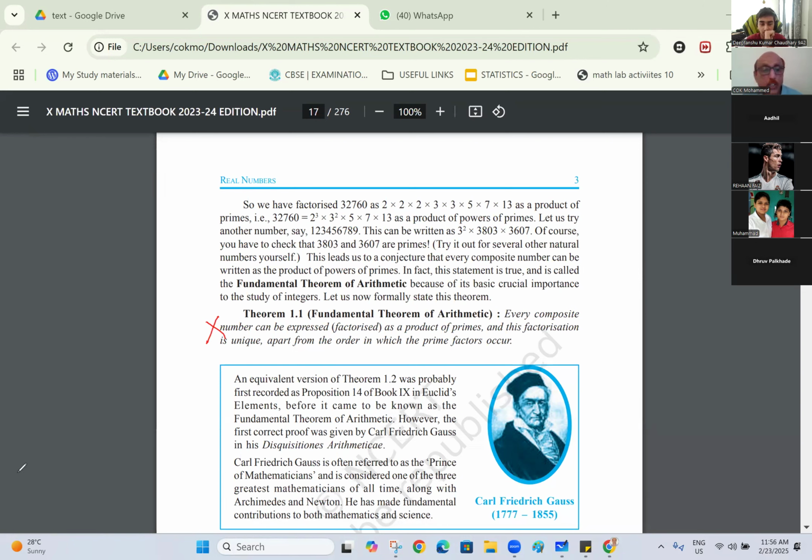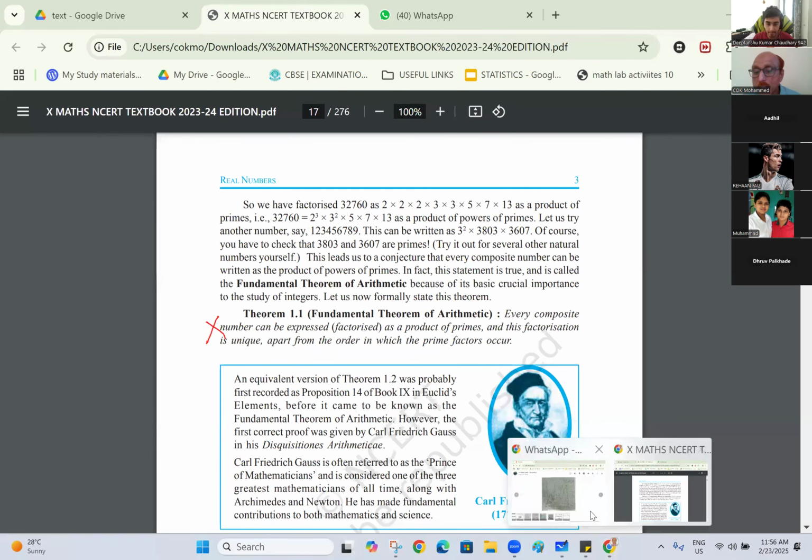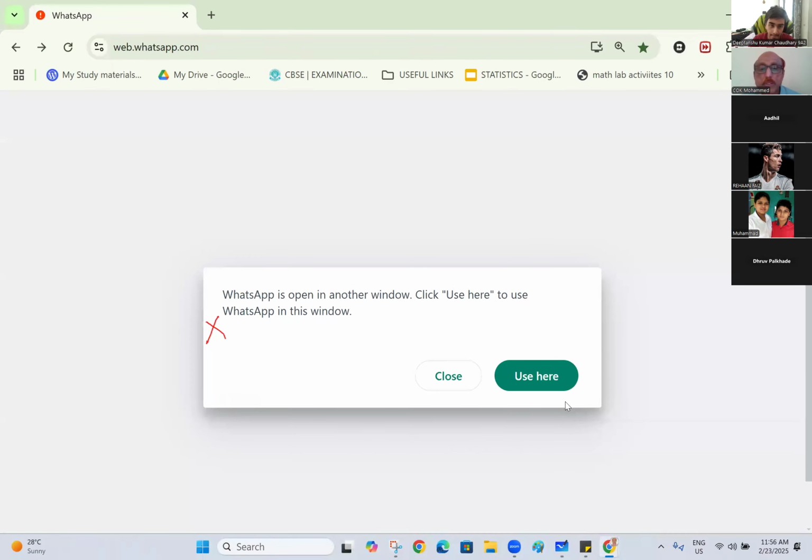Now we will come back to your question because you have exam tomorrow. They have exam on 10th of March. So that's different. Now I will get back to your question. I was asking, today I downloaded it, but I want to write some. WhatsApp is open in another window. So use here, use here.